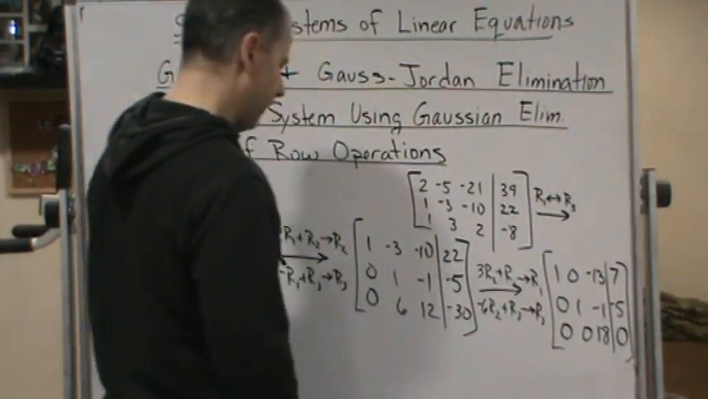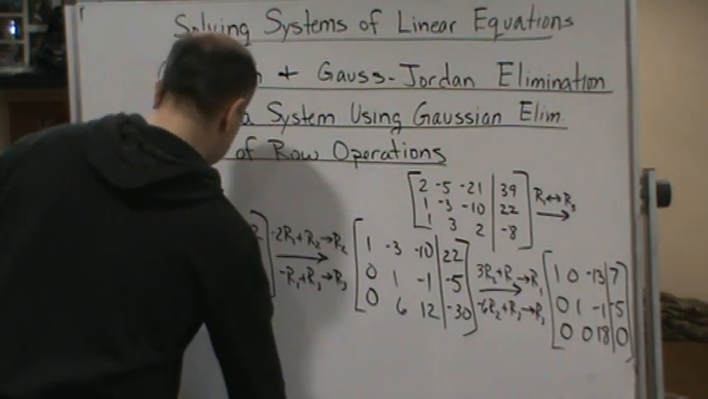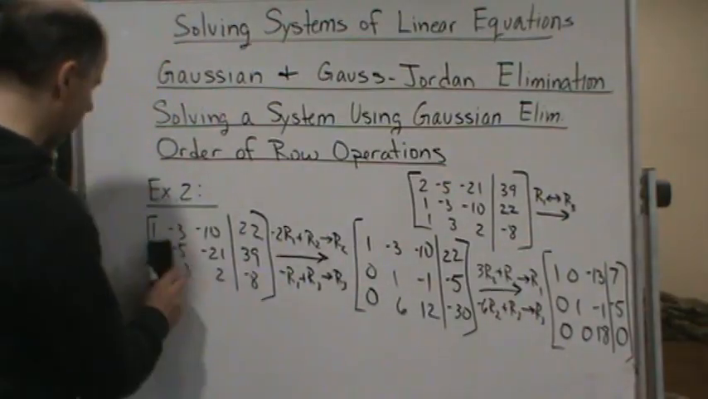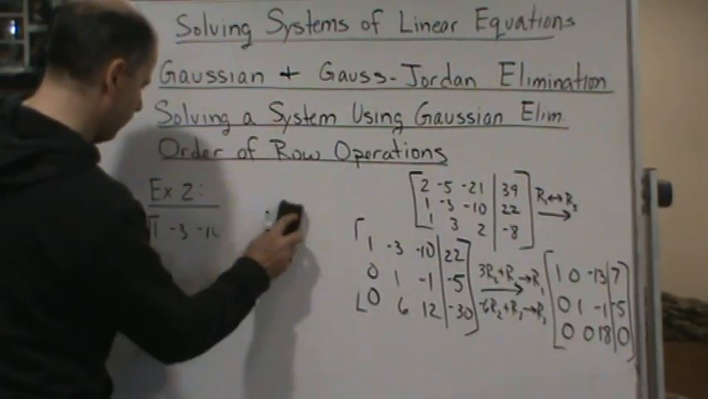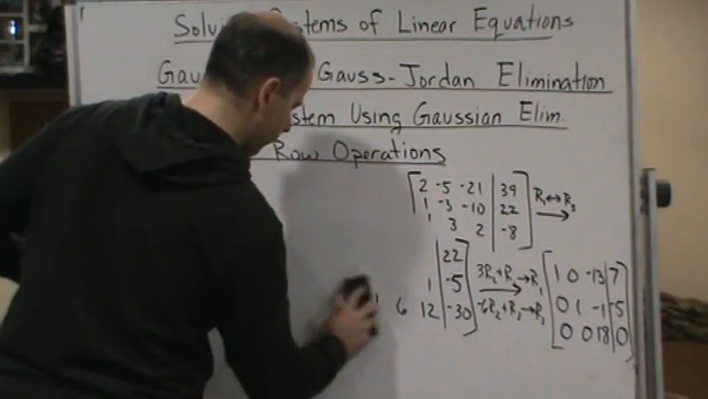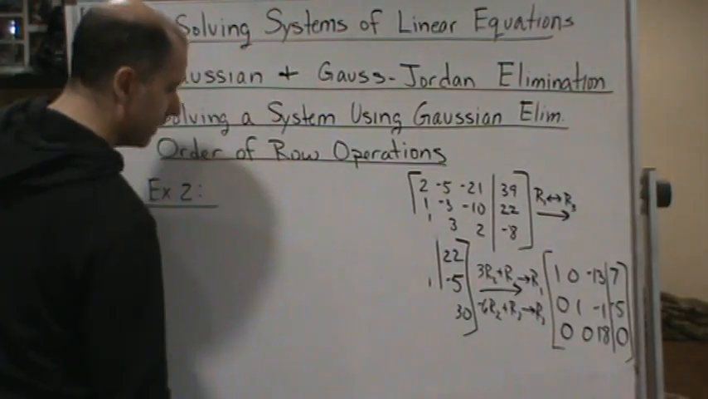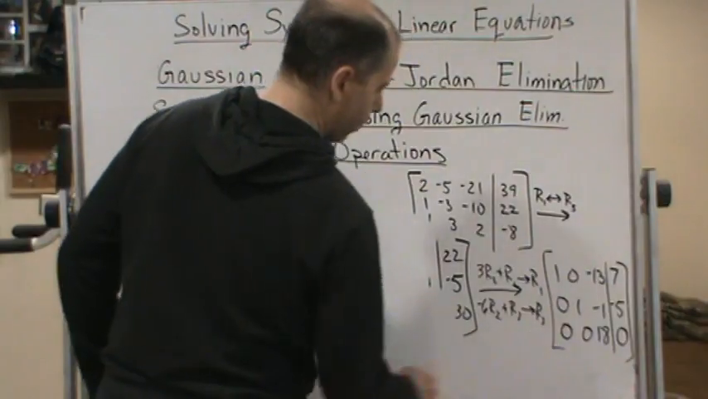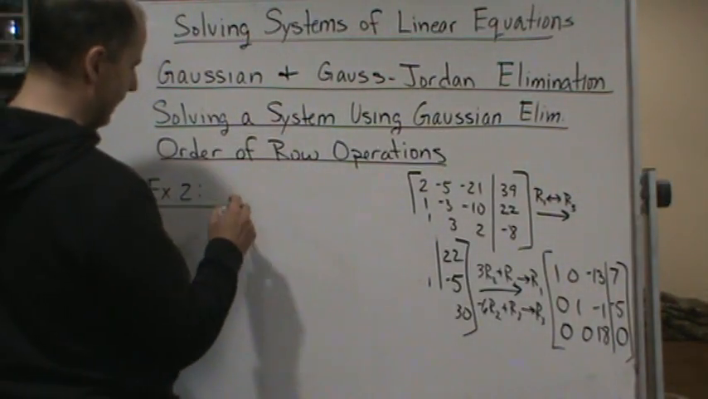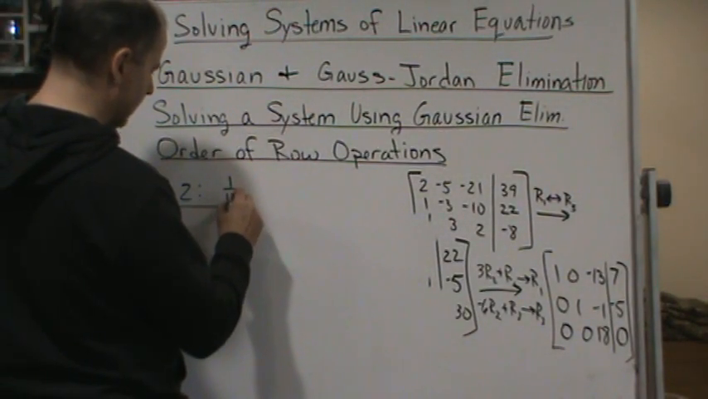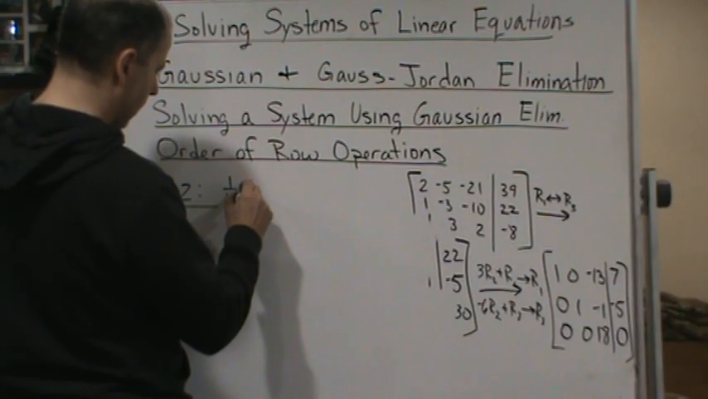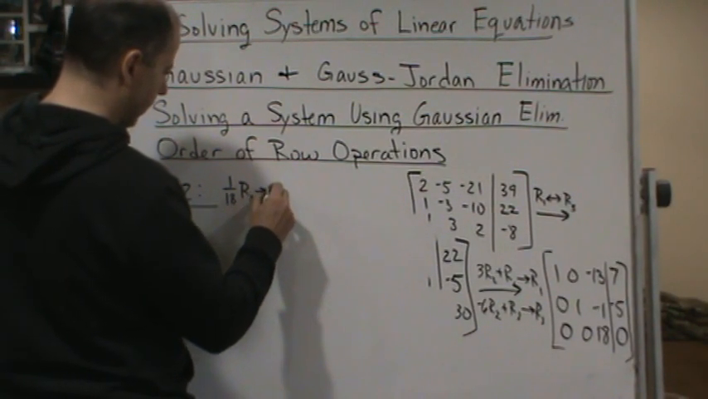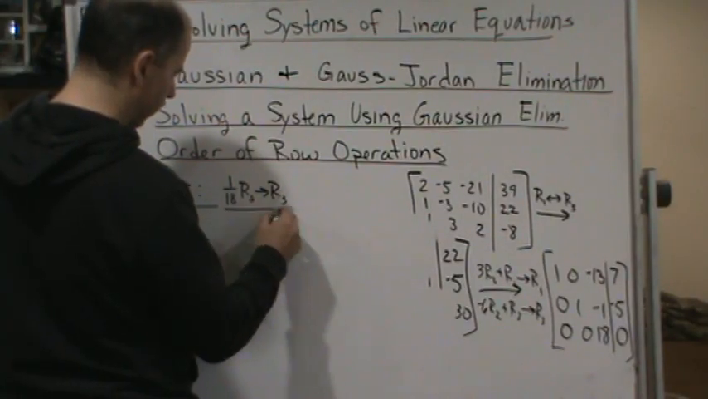Okay? And then the last thing we want to do, and we'll come back here, right? So I'll erase this, is now we want to take what? We want this to be a 1. So we're going to divide row 3 by 18. So we're going to take 1/18 times row 3 and replace row 3, right?